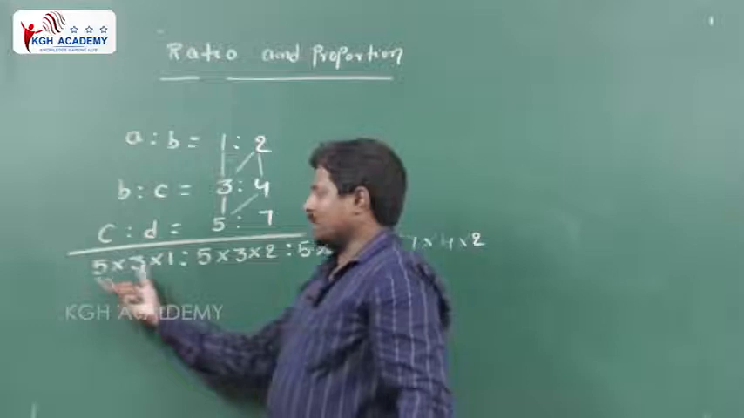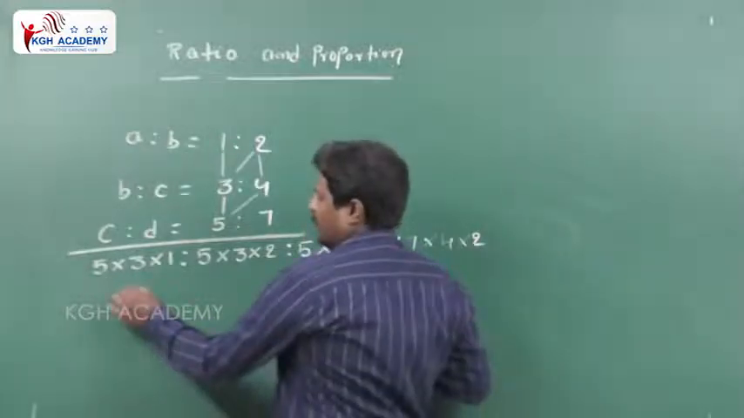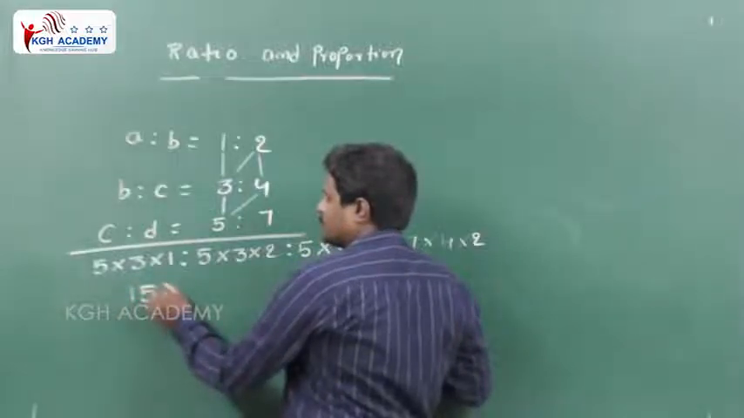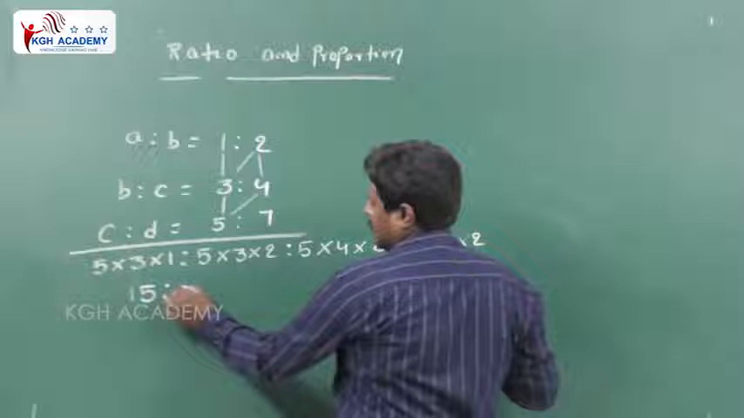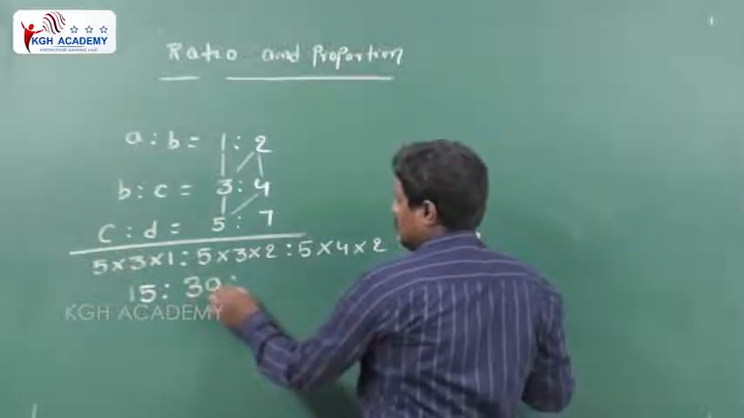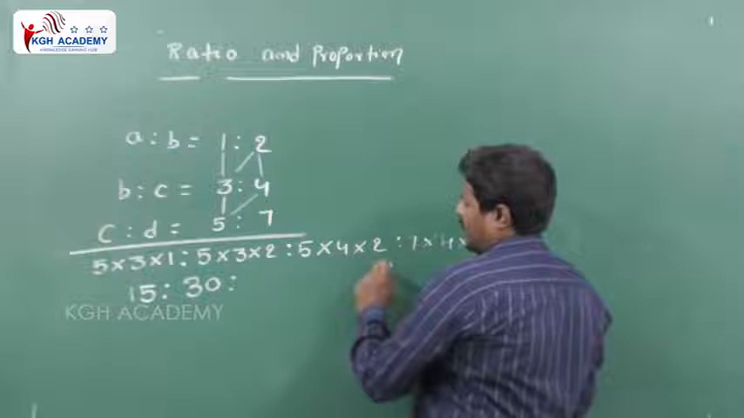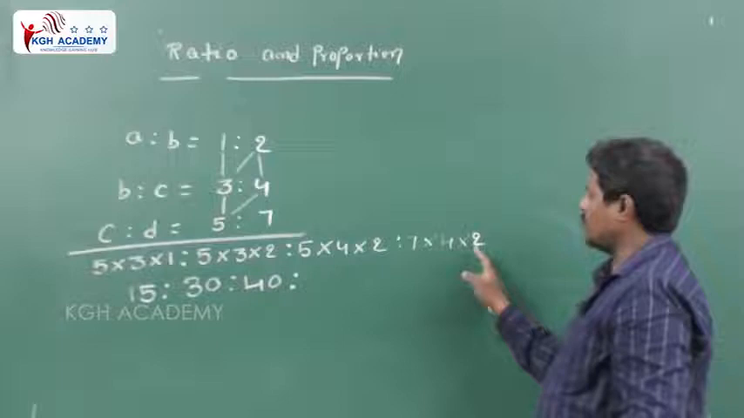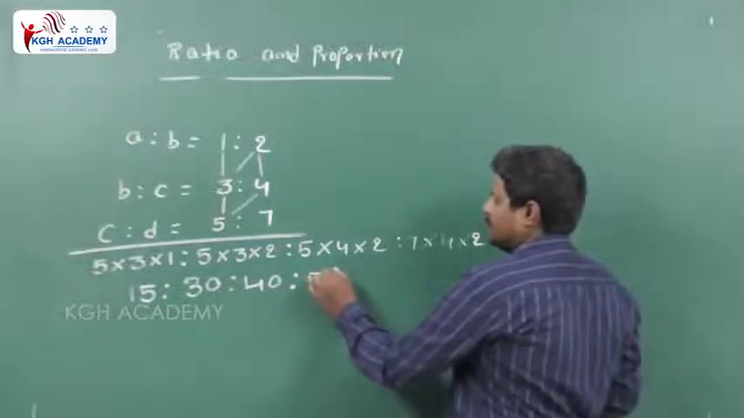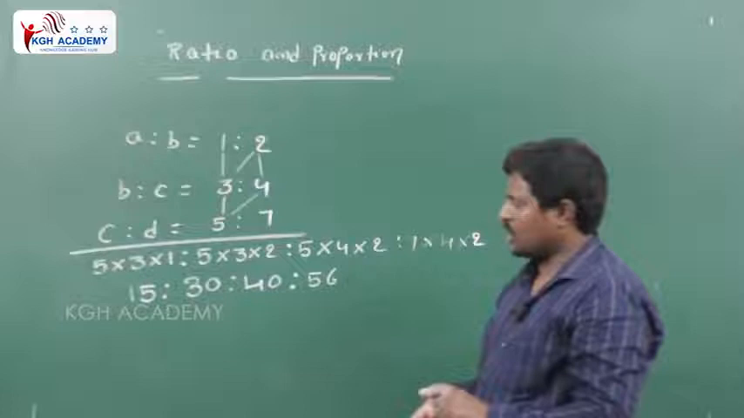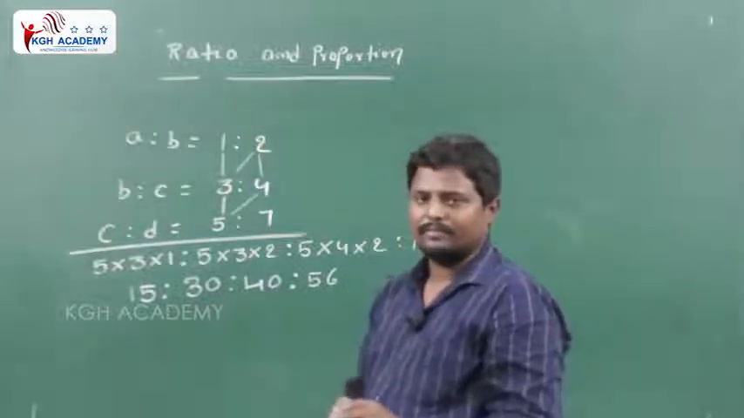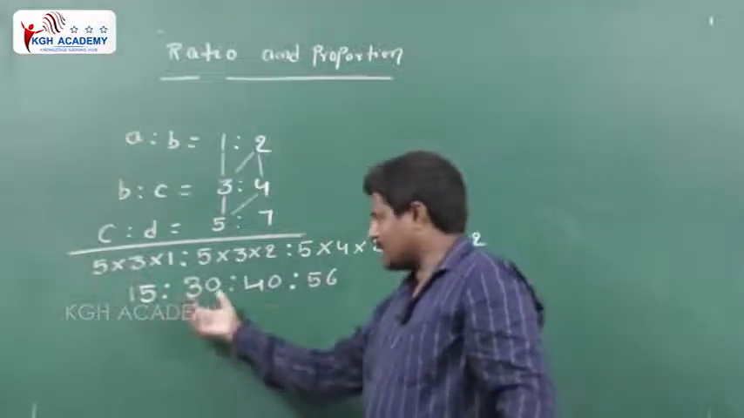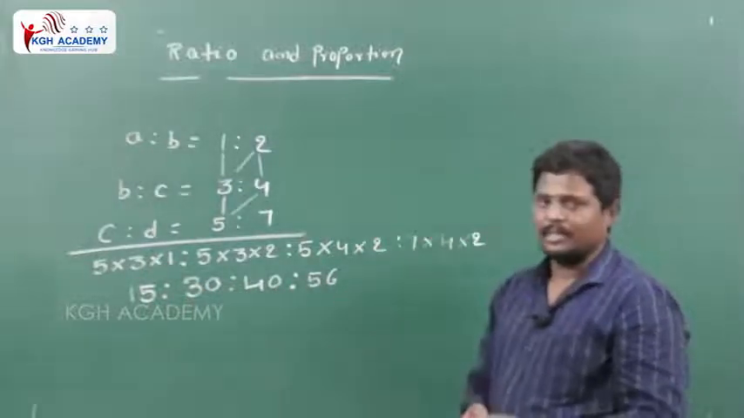5 into 3 into 1 is nothing but 15. 5 into 3 into 2 is 30. 5 into 4 into 2 is 40. 7 into 4 into 2 is 56. So the answer is 15 is to 30 is to 40 is to 56. If you have any cancellation, you just have to cancel it. This is our answer, the combined ratio.